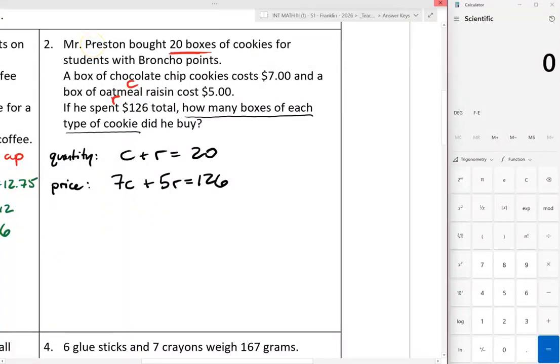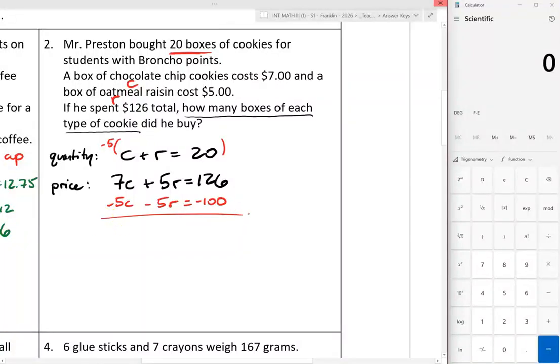I'm going to use elimination again, although this is not bad for substitution. You could say C equals 20 minus R and plug that in, but I'm just going to use elimination because that's my go-to method typically. So I'll multiply that top equation by -5. So -5C minus 5R equals -100. And I could have done -7 to cancel out C. Multiplying by 5 just feels nicer to me.